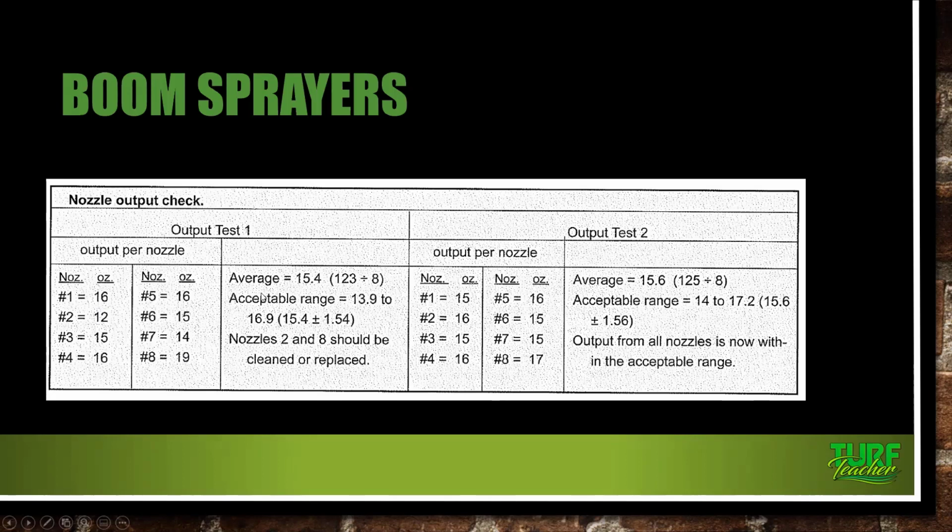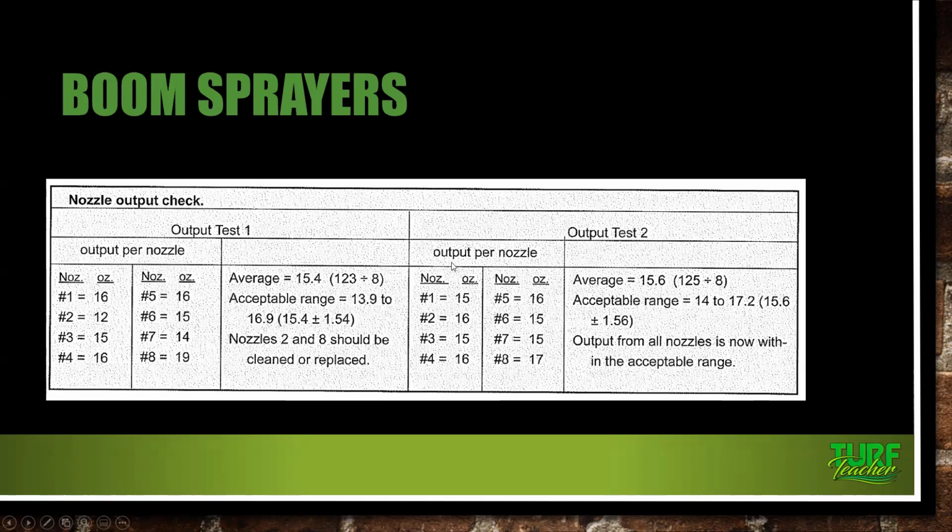We're going to add all these up. That is basically 123 divided by 8. So we got an average of 15.4. Our acceptable range is 13.9 to 16.9, the 15.4 plus or minus that 10%. So 10% of 15.4 subtracted is your 13.9, and if you added it, you've got the 16.9. So with number 2 and number 8, we're going to have to replace them simply because they're not in that acceptable range of 13.9 to 16.9. So we're going to replace them.